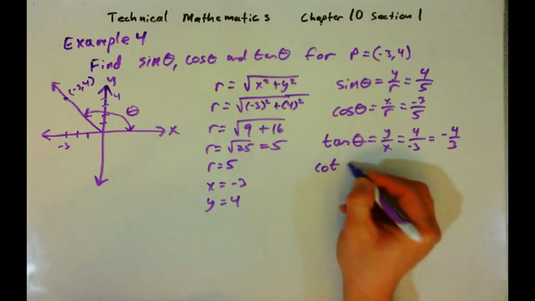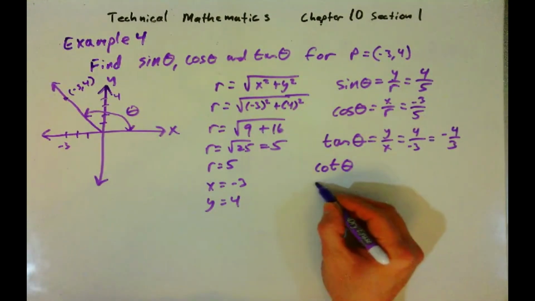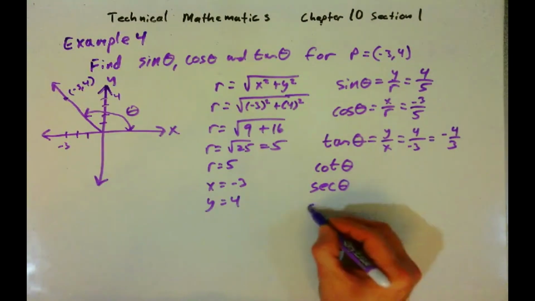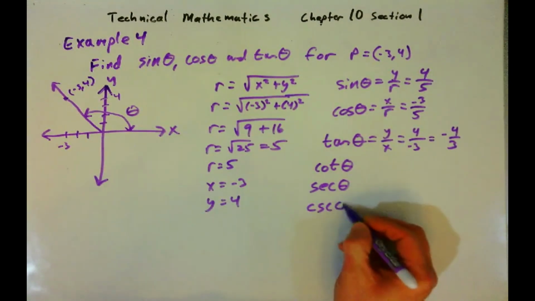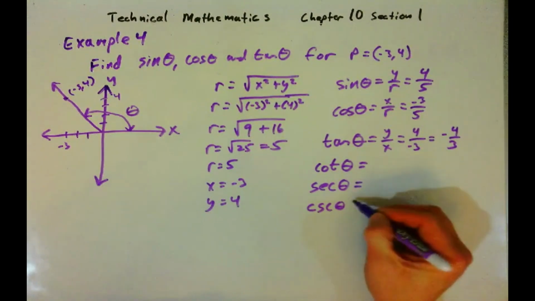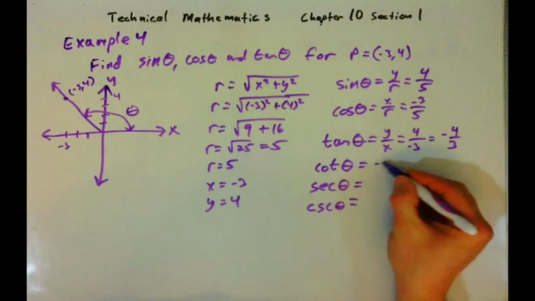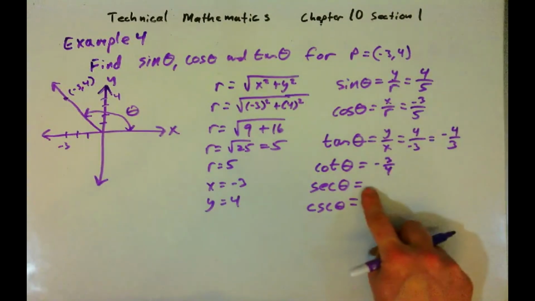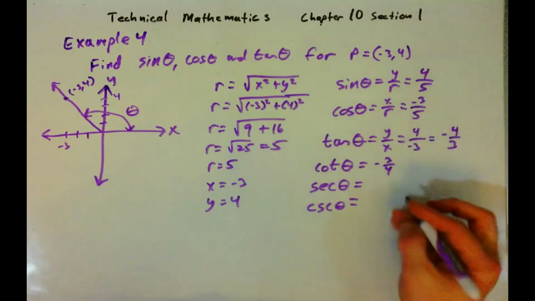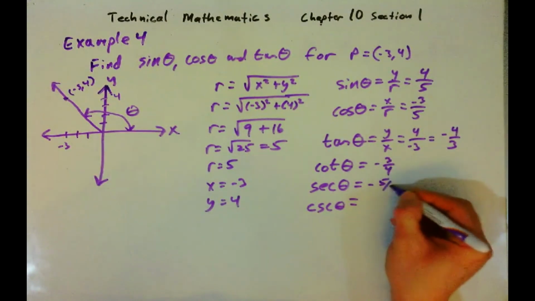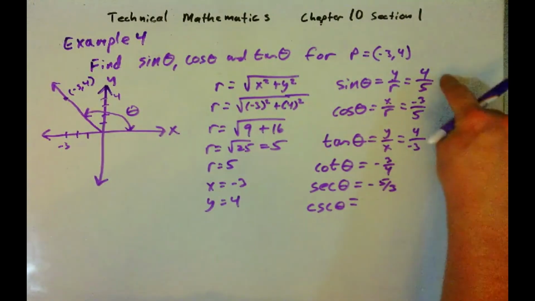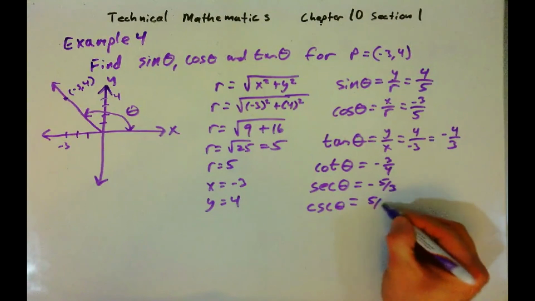Now the problem didn't ask us for cotangent or the secant or the cosecant, but I do know that these values are the reciprocals. So cotangent is the reciprocal of the tangent, it'll be negative 3/4. Secant is the reciprocal of the cosine, so it'll be negative 5/3. And the cosecant is the reciprocal of the sine, that'll be 5/4.